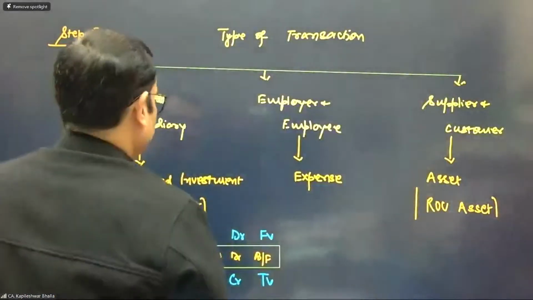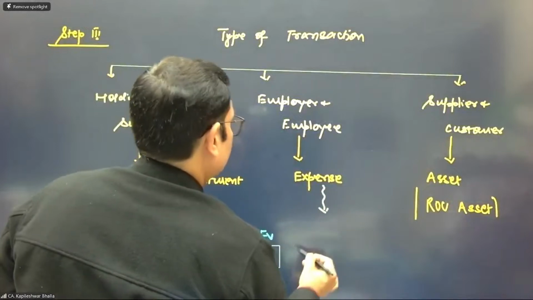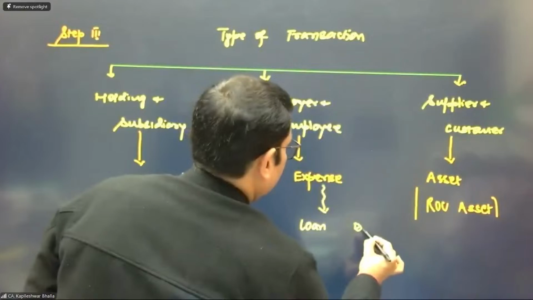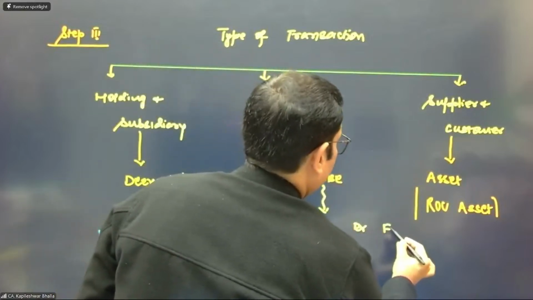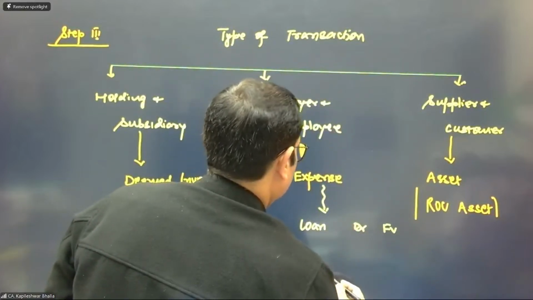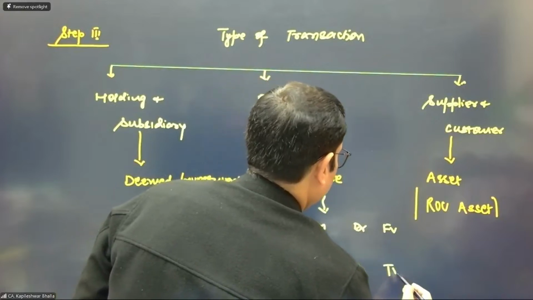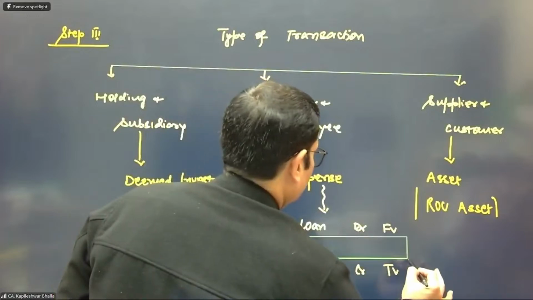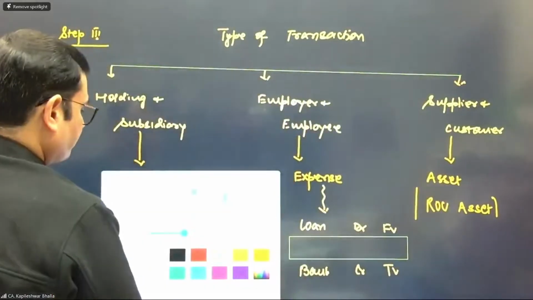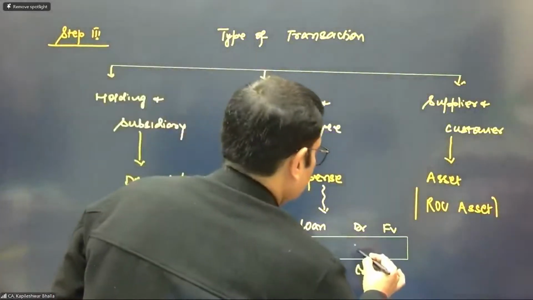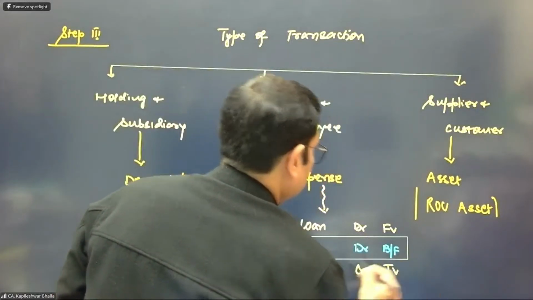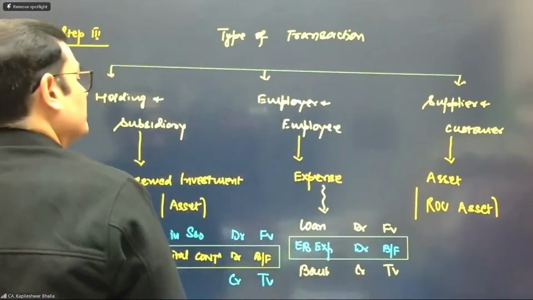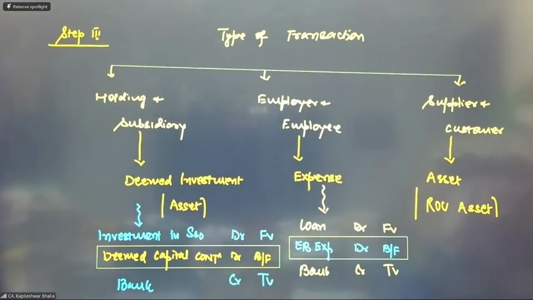Similarly, let's also put the entry here. We will record the loan as a debit, which is going to be recorded at fair value. The bank is going to be given a credit, which will be at the transaction value. And there will be a balancing figure which comes out here. The balancing figure in this case will be the employee benefit expense, which will be spread over the life of the loan.